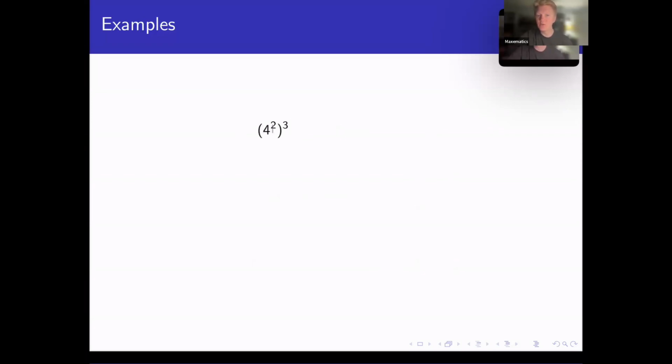Okay. 4 squared to the 3rd. Again, this is a power raised to another power. So 4 squared cubed says 4 to the 2 times 3. 2 times 3 is 6. 4 to the 6 is 4096.